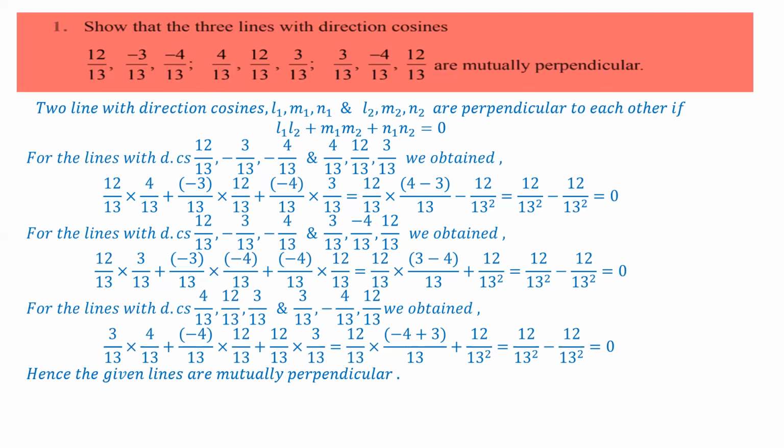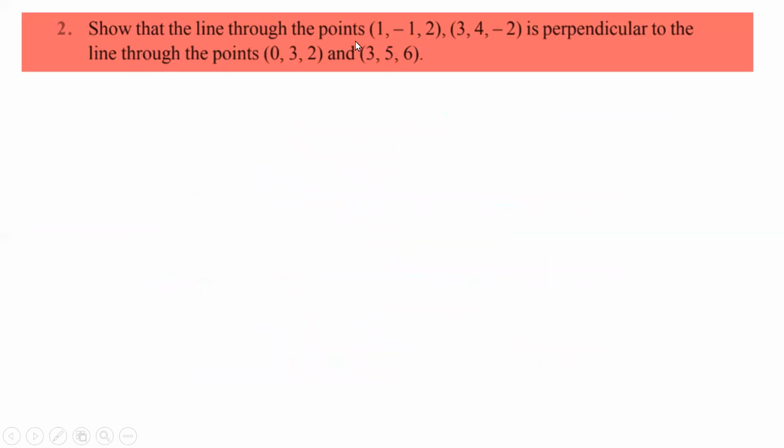So moving to the next question, question number 2. Show that the line through the points 1, minus 1, 2 and 3, 4, minus 2 is perpendicular to the line through the points 0, 3, 2 and 3, 5, 6. Okay, so two lines are given. The first line is passing through these two points and the second line is passing through these two points. We need to show they are perpendicular.